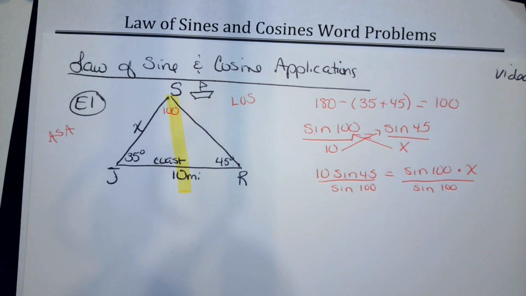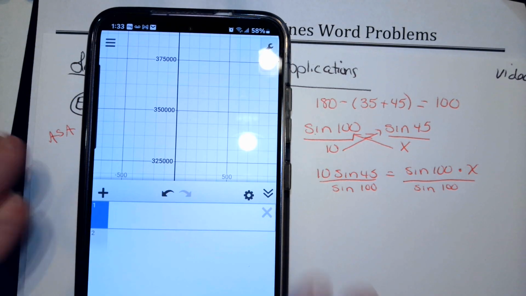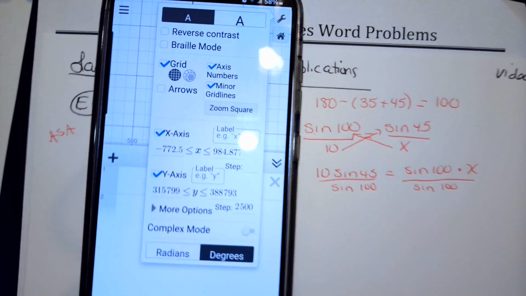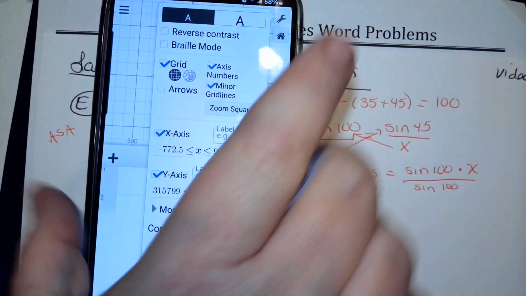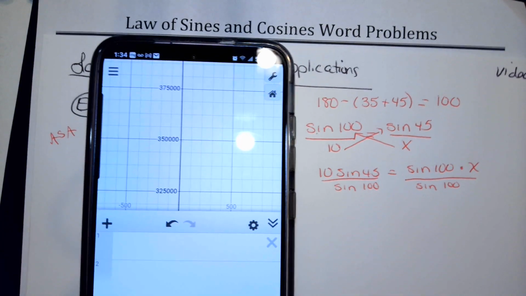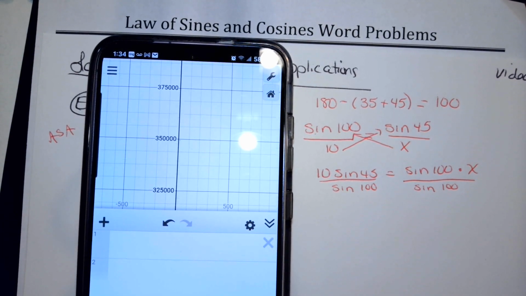Now, one important thing, make sure that when you go to Desmos, what mode should this be in, since we're actually dealing with trig? We're dealing with sine, cosine. It should be in degree mode. I've already got mine in degree mode because I was working with it earlier. Any calculator that you use, you want to make sure it's in degree mode if you're working with sine, cosine, and even tangent, with triangle trig.